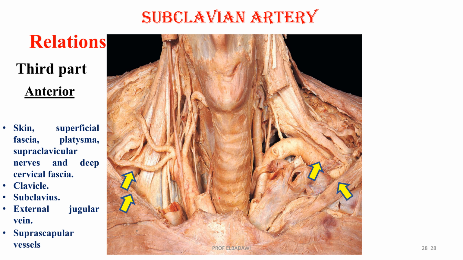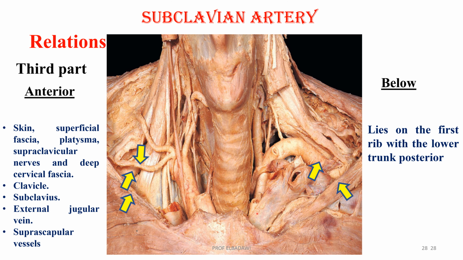The suprascapular vessels will be anterior to it. Below will be the first rib with the lower trunk posterior to it. That is the lower trunk here, posterior to the third part on the upper surface of the first rib. And the other two trunks, which you can see over here, are superior to it. That is the third part.